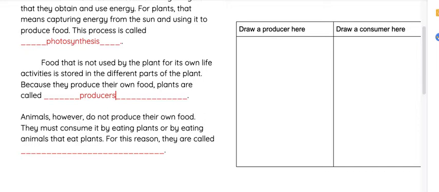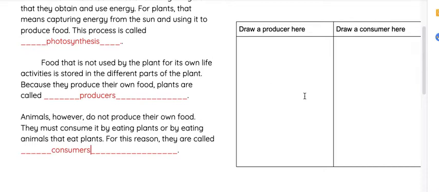Animals, however, do not produce their own food. They must consume it by eating plants or by eating animals that eat plants. For this reason, they are called, I bet you can guess, consumers. C-O-N-S-U-M-E-R-S.